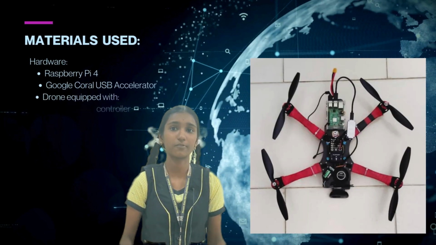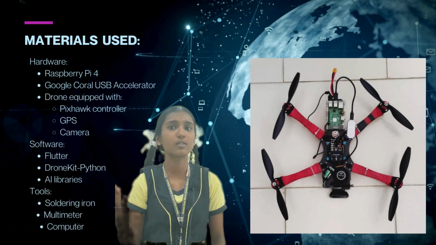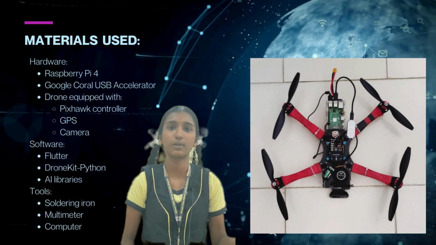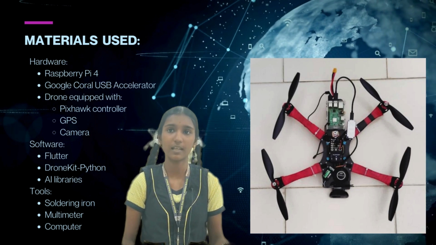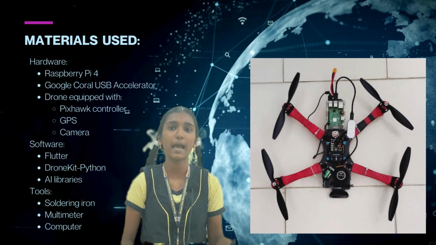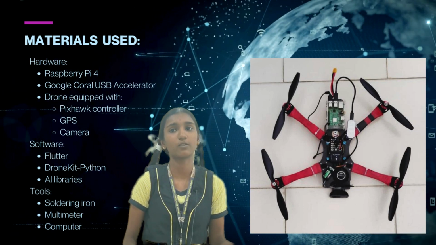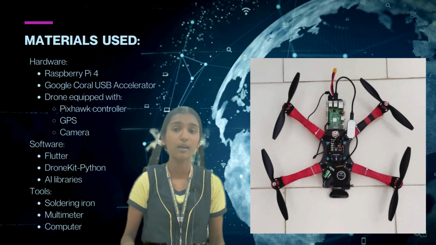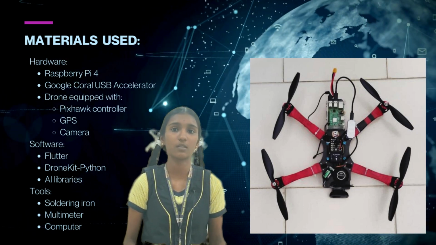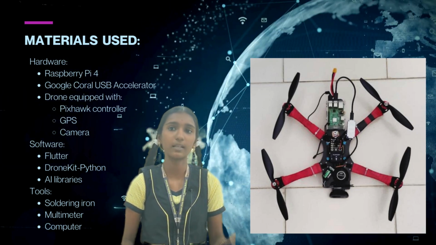We utilize several materials for our project. For hardware, we used a Raspberry Pi 4, a Google Coral USB accelerator, and a drone equipped with a Pixhawk controller, GPS, and a camera. On the software side, we developed the app using Flutter, employed DroneKit Python for communication, and integrated AI libraries for human detection and image processing. Finally, we assembled and programmed the components using tools such as a soldering iron, a multimeter, and a computer.